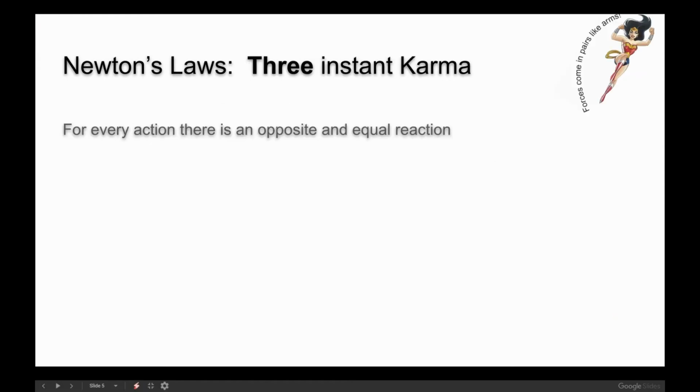The third of Newton's laws is the instant karma. For every action, there is an opposite and equal reaction. Forces come in pairs. Look at Wonder Woman here, right? She has a pair of arms. So forces always come in pairs like arms. The misstatement of Newton's third law, for every action there is an equal and opposite reaction, is missing part of that sentence: on different objects.